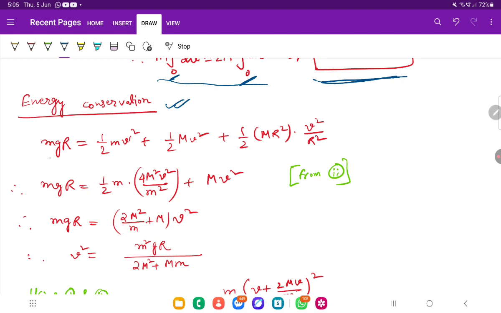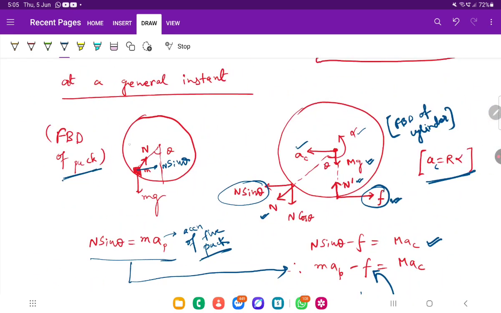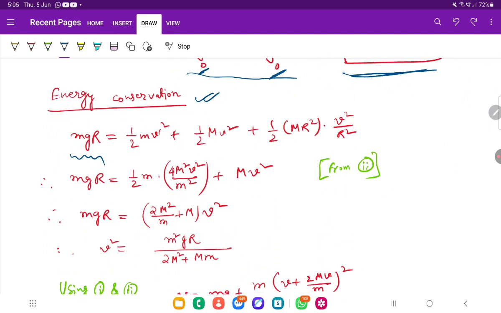So then in energy conservation, I am writing the decrease in potential energy here, that is mgr, because the puck was initially here and finally it will be here. So the decrease in height will be r, and so the decrease in potential energy will be mgr, and this decrease in potential energy will compensate for the increase in kinetic energy. Its kinetic energy will be half mv dash squared, that is the kinetic energy of the puck, and half capital M v square is the translational kinetic energy of the cylinder, and this part half I omega square is the rotational kinetic energy of the cylinder.